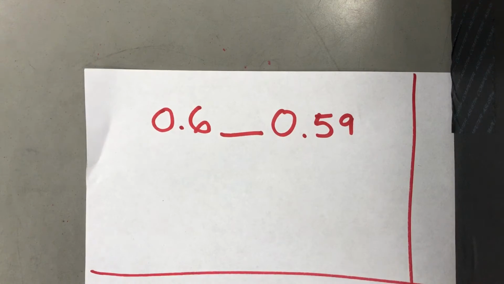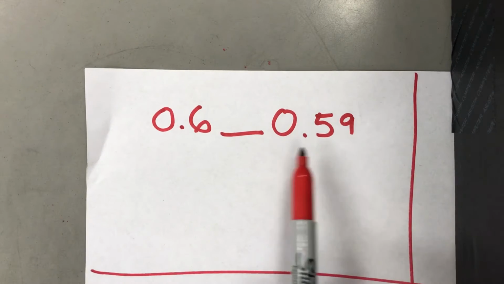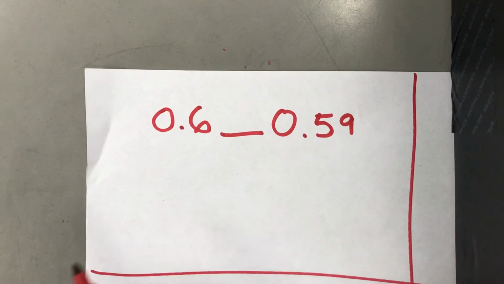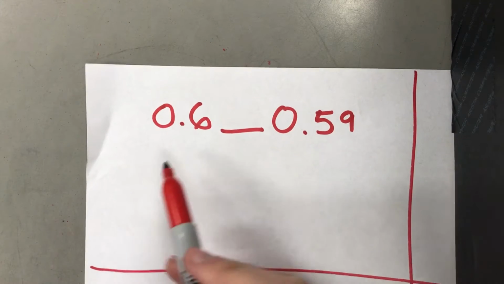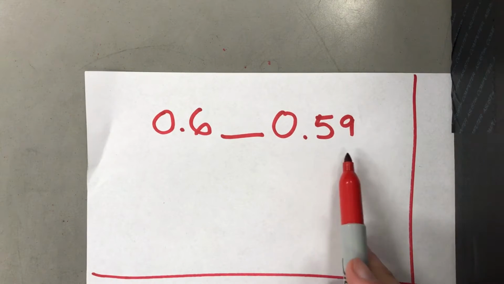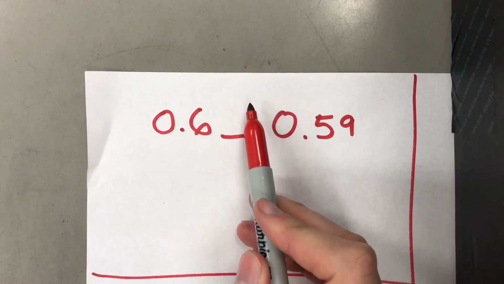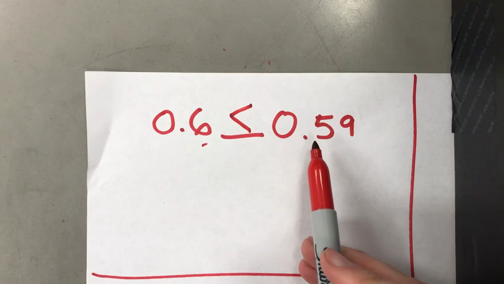So if we look at this first problem, I have 6/10 on this side, and I have 59 hundredths on this side, and I'm wanting to compare those two. A lot of people say, oh, well, this is one digit, this is two digits, therefore I'm going to say 6/10 is less than 59 hundredths.